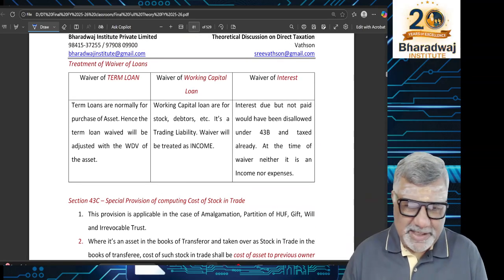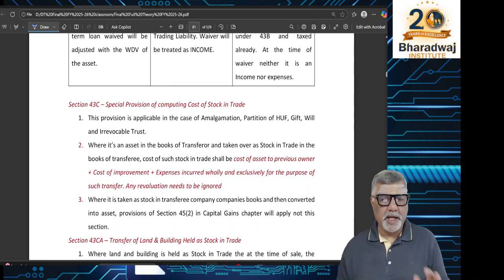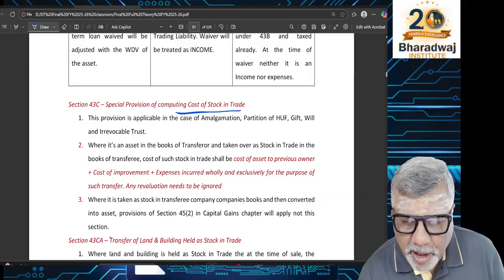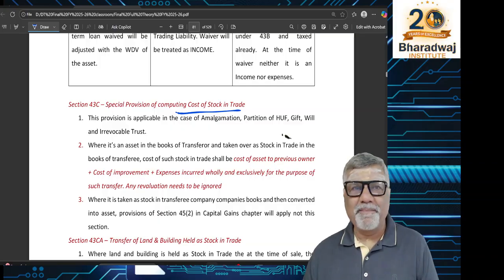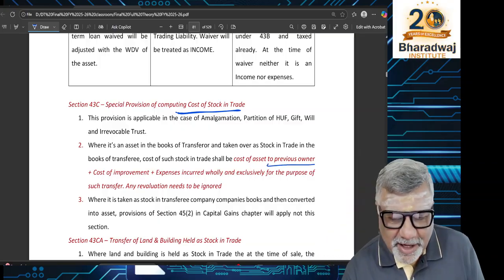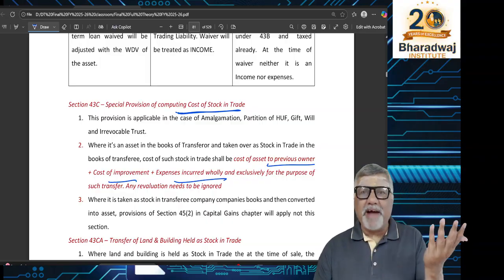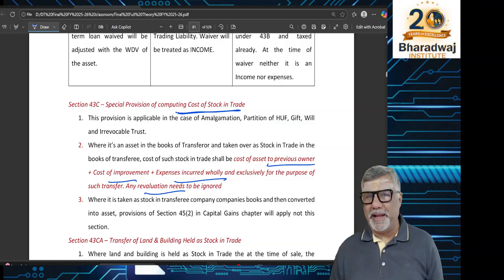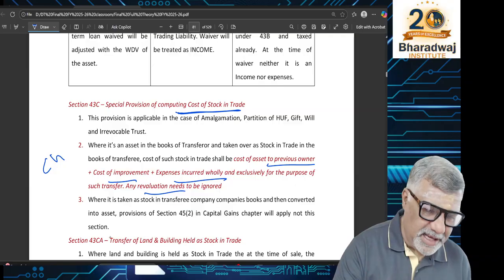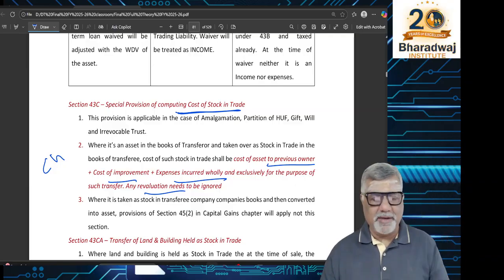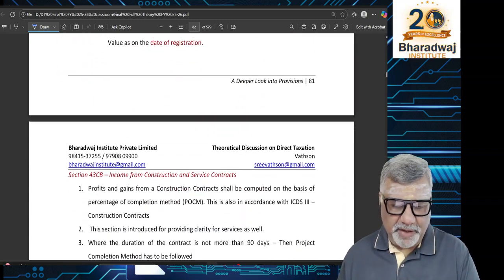Don't worry about this. These are not very dynamic sections, but I want you to understand the special provision for computing cost of stock in trade. Suppose an asset is converted into stock in trade. Cost of asset plus cost of improvement plus expenses incurred will be the cost; if you have revalued the asset, that revaluation should be ignored. This we will study again in the capital gains chapter, along with section 50C.